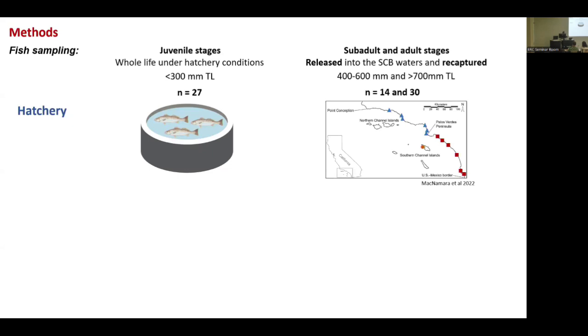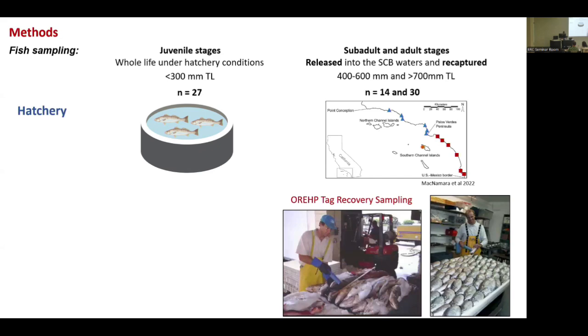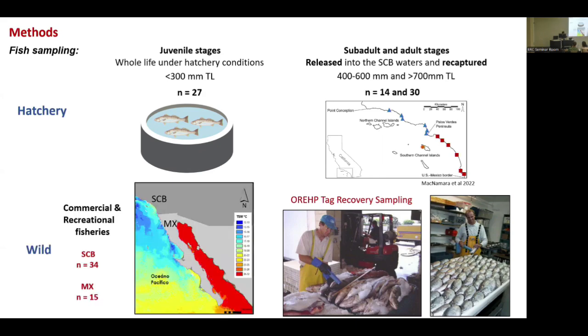This program has different small programs to recover the heads of the fishes. And once recovered, all the heads, as you can see here, they read the tag and they know which fishes have been recovered. And we have another group of fish from the wild, and we took them from the commercial and recreational fisheries from the Southern California Bight and the northern part of Baja.